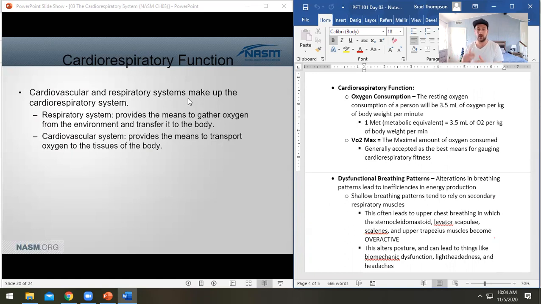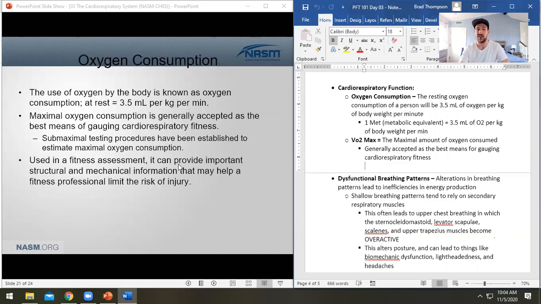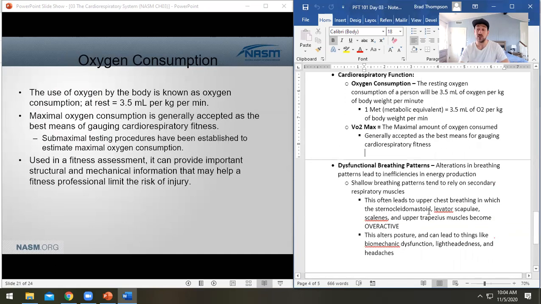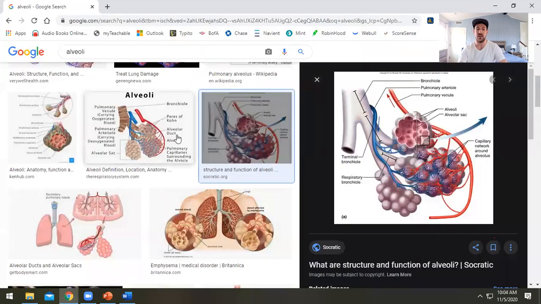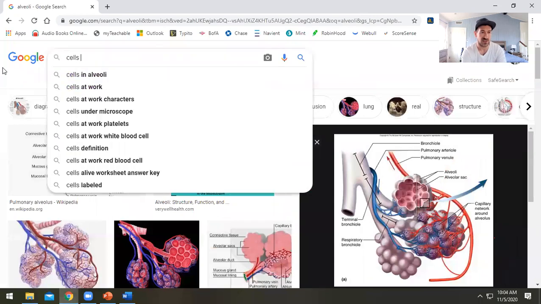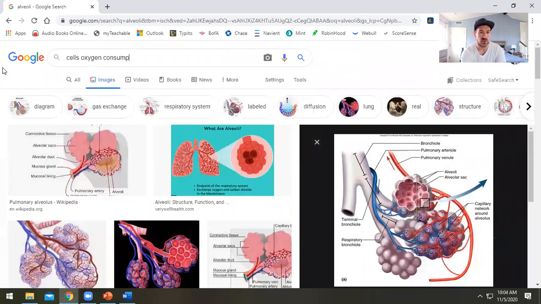The respiratory system gathers the oxygen. The cardiovascular system pumps that oxygen throughout the body, in the form of blood carrying oxygen. Now, your cells are going to eat that oxygen. So what's going to happen is cellular oxygen consumption.